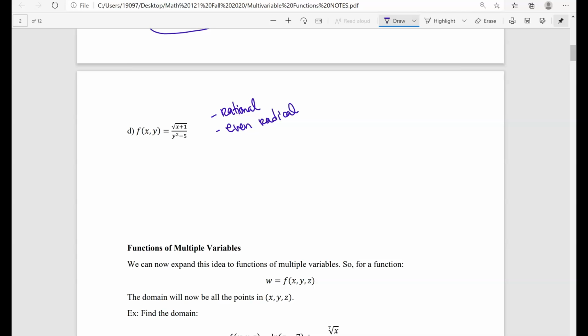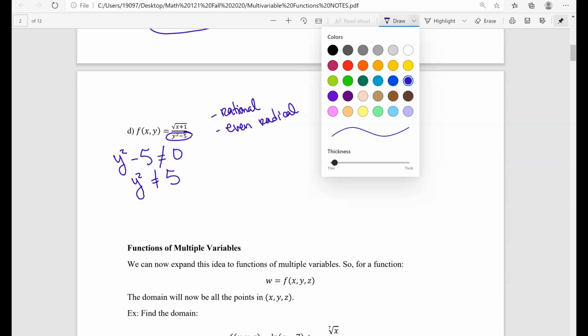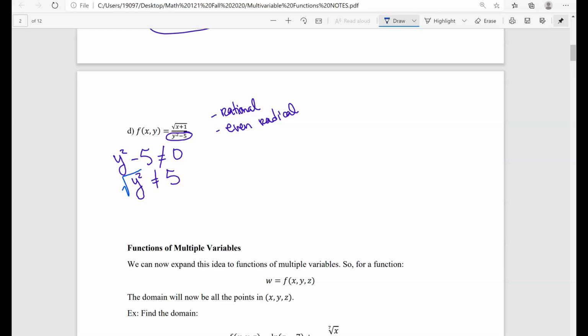So let's deal with the rational first. The rational that's on the bottom, you're going to set the denominator, solve it, and then exclude it. So one of the things that you can do is just set it not equal to each other. That way you can kill two birds with one stone. So we're going to solve for y. y squared does not equal 5. I'm going to take the square root to both sides, and when I add the square root, I'm also going to add plus or minus. So you get y is not equal to plus or minus square root of 5.